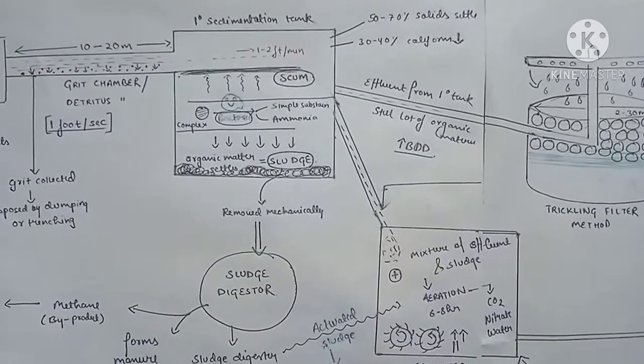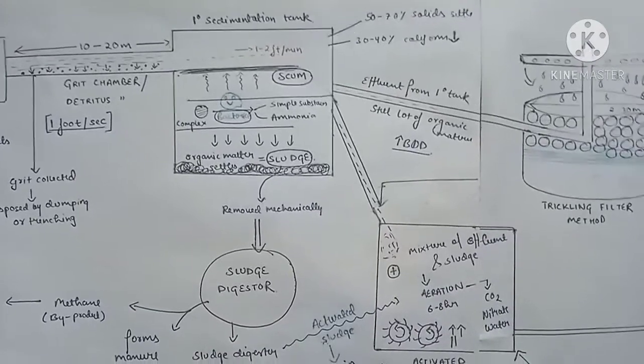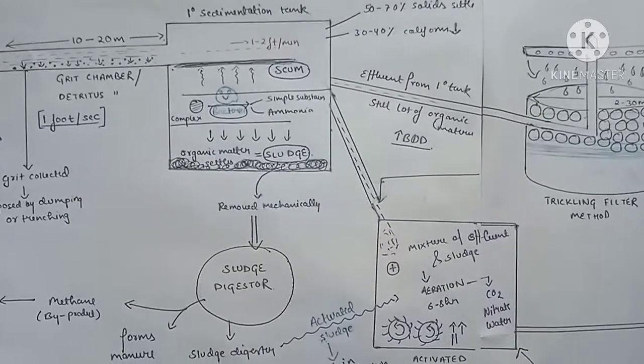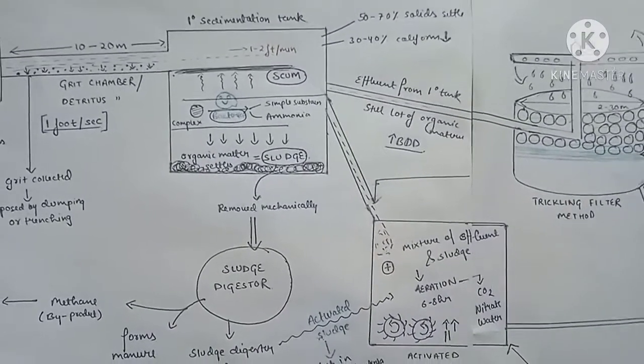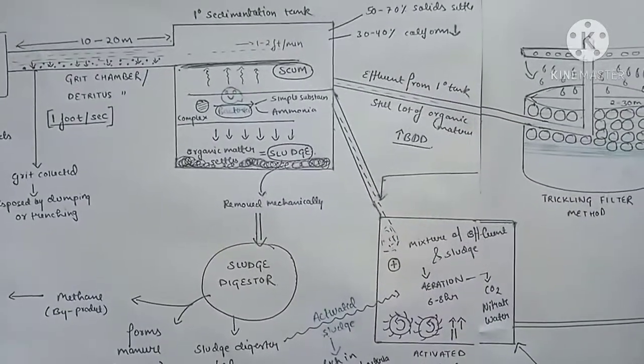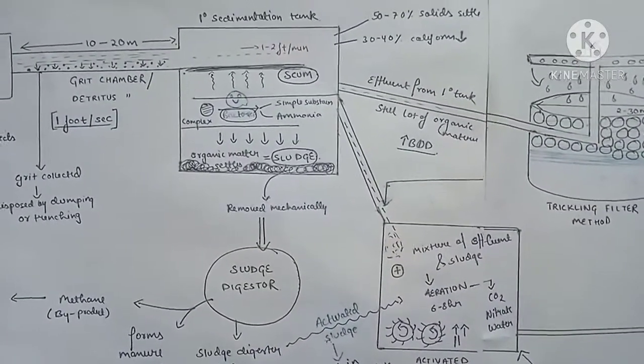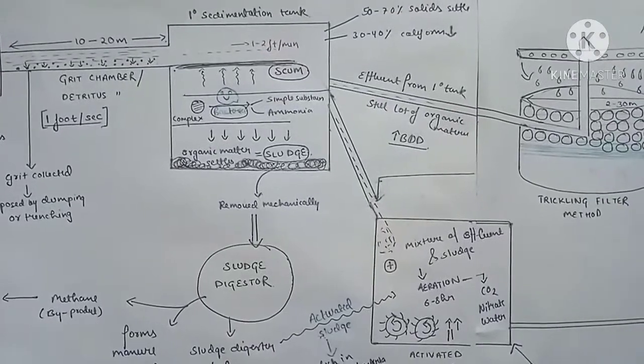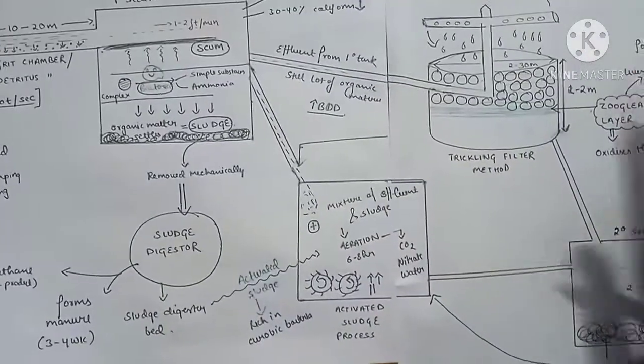Okay, so this liquid part is going to contain these impurities, that is organic compounds and organic matter and the bacteria, in the form of colloids or suspension. Now we have two ways how we are going to treat this effluent. Okay, so there are two different ways.